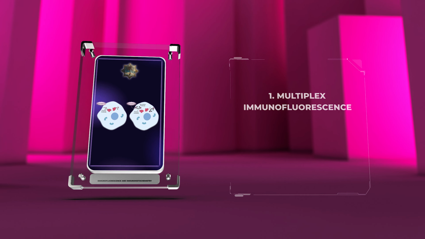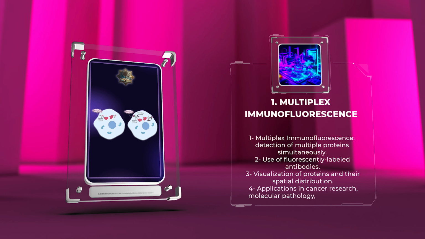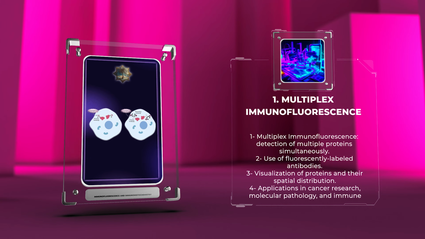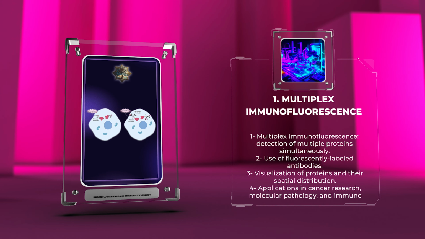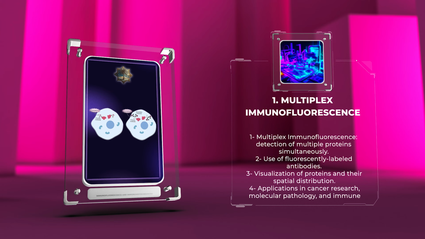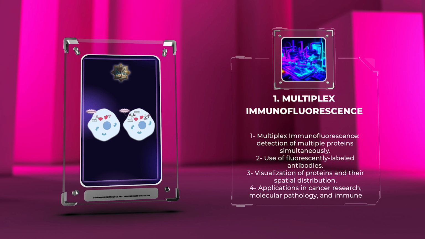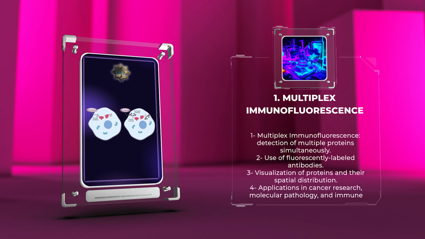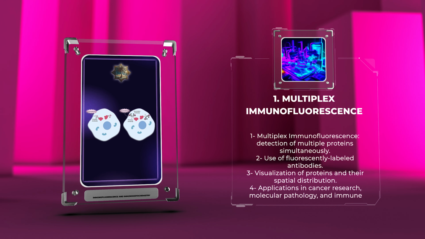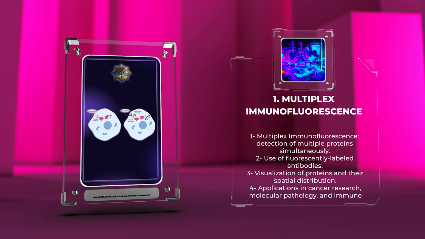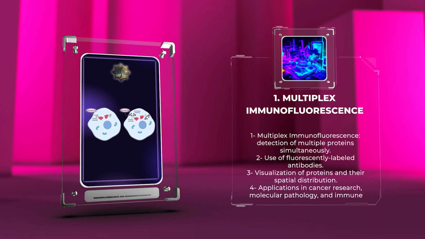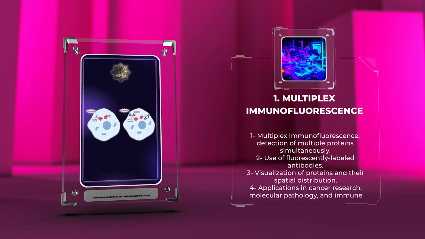Let's get started. Multiplex immunofluorescence is a powerful technique that allows the detection of multiple proteins simultaneously within a single sample. This technique utilizes multiple fluorescently labeled antibodies, each targeting a specific protein of interest. By employing antibodies with distinct fluorescence spectra, the proteins can be visualized and their spatial distribution within the cellular context can be studied. Multiplex immunofluorescence is particularly advantageous in situations where studying the co-expression and co-localization of proteins is essential. This technique has found extensive applications in cancer research, molecular pathology, and immune cell profiling.